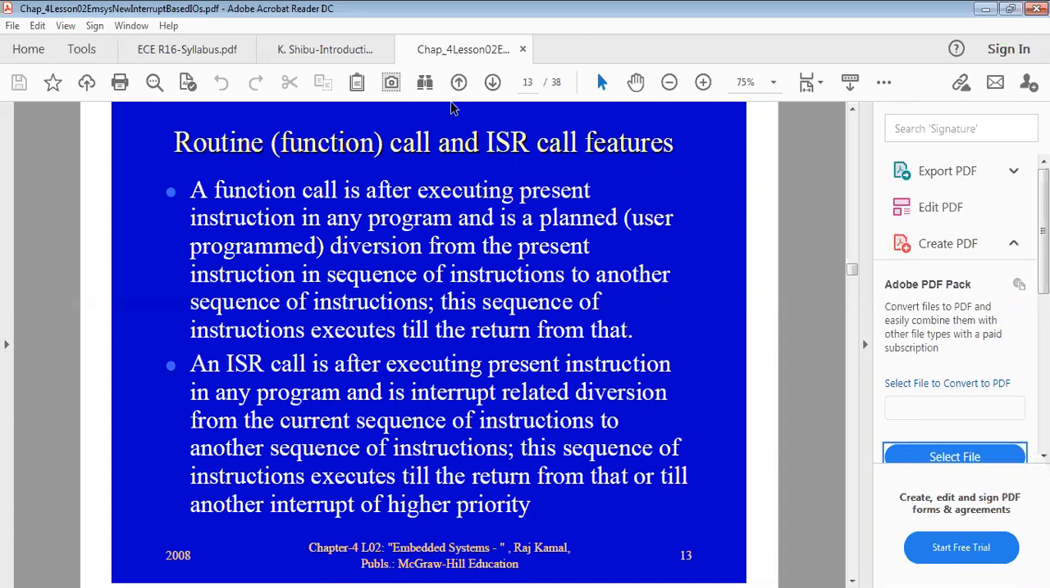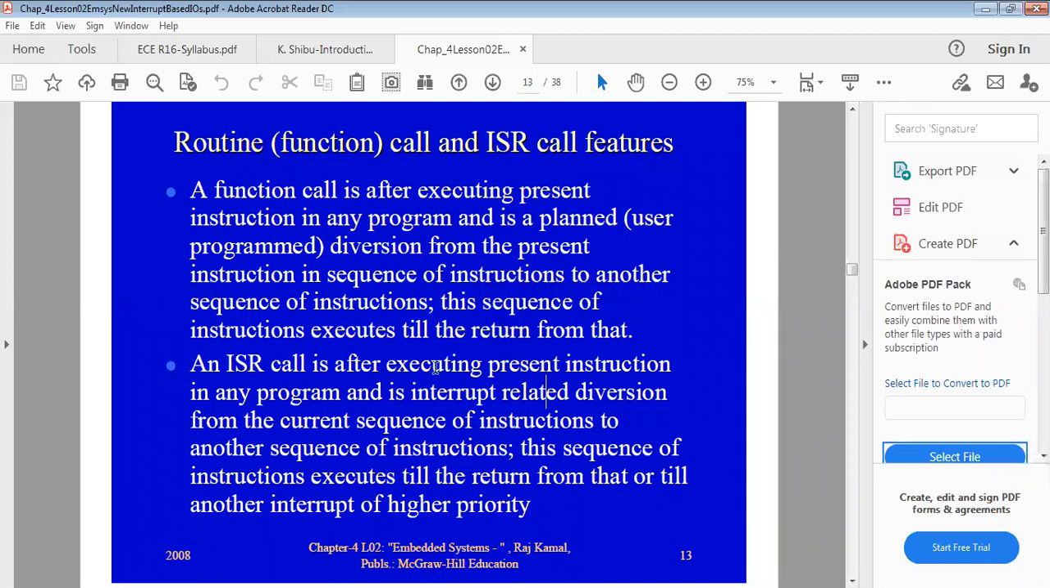The function call, after executing the present instruction in any program, is a planned diversion from the present instruction, where that call xxxx is executed, in a sequence of instructions to another sequence of instructions. This sequence of instructions is executed till the return from that, when it faces the instruction called return. Okay, these are two instructions.